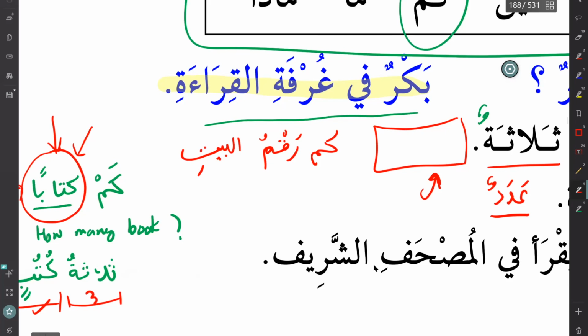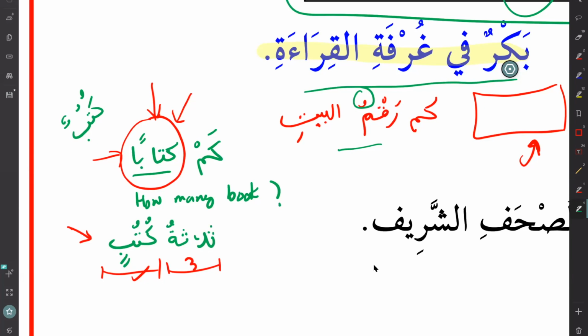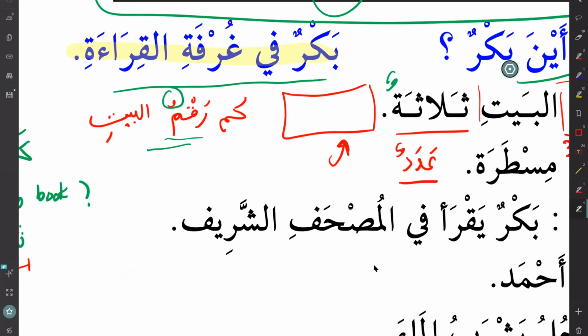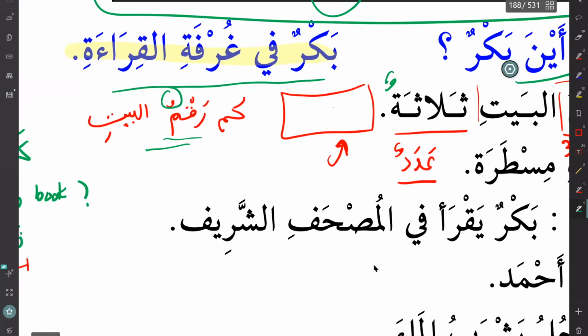Okay, we can't make this one into mansub because this is not what we're asking about. Now if you're asking about raqam, then yes, you can say thalathatu arqam. You can say arqam. But then you have to ask like this: kam raqman. Then you have to say raqmul bait.